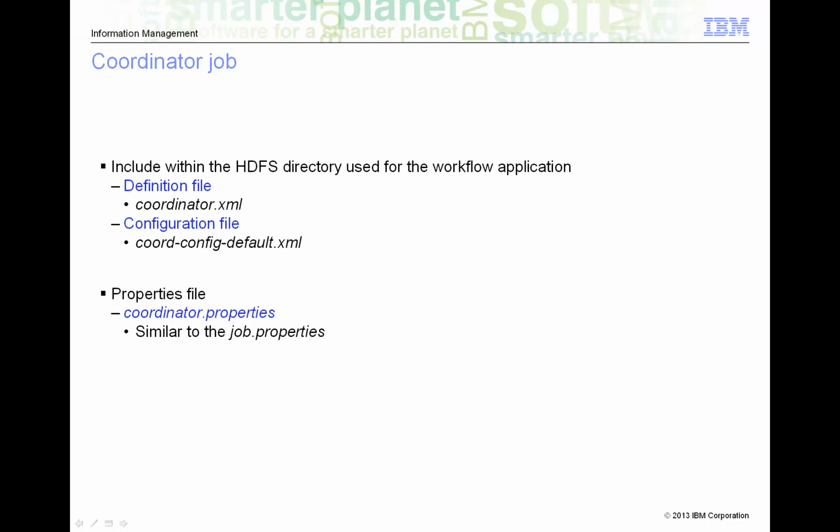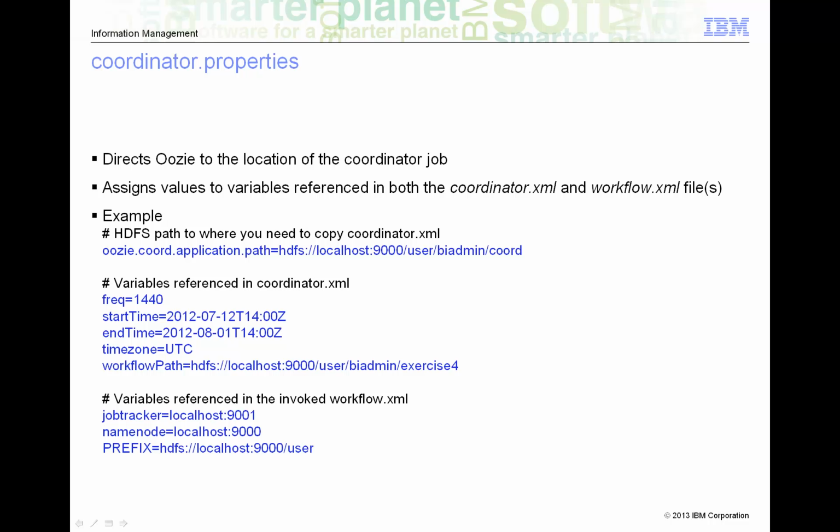Any variables referenced by workflows invoked by the coordinator still have to have valid values. However, those values must be specified in the coordinator.properties file instead of the job.properties file. The coordinator.properties file contains the information needed by Oozie to find the coordinator job. In addition to that, it associates values to variables referenced in both the coordinator.xml file and any referenced workflow.xml files.